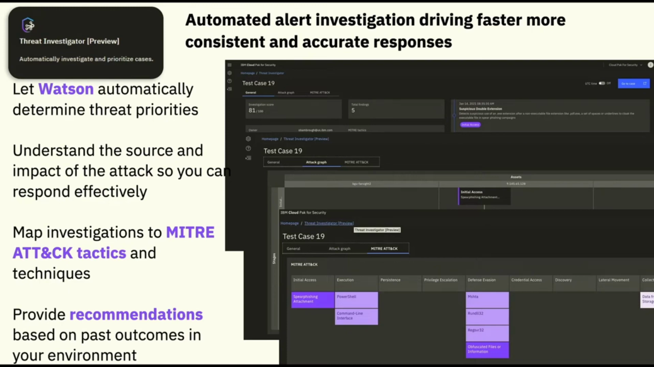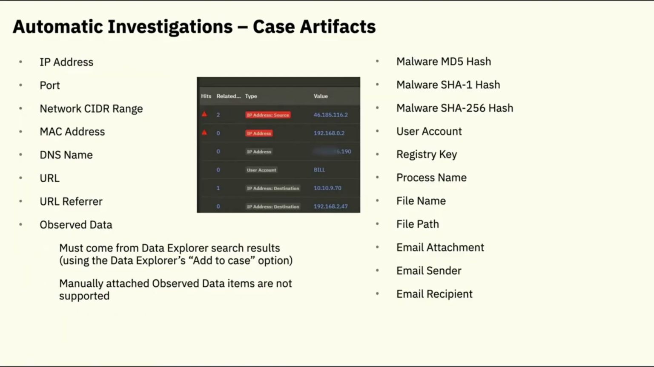We talked about the automated investigation. Let us look at what we mean by that. All the artifacts, which are nothing but the proofs that we have for the security incidents, are automatically detected by Watson. And these artifacts are then attached to the case which is created for that particular security incident. Details like IP addresses, MAC address, file name, file paths, hash values, etc. can all be detected by Watson and attached to the case. This saves a lot of time and effort for the SOC analyst.